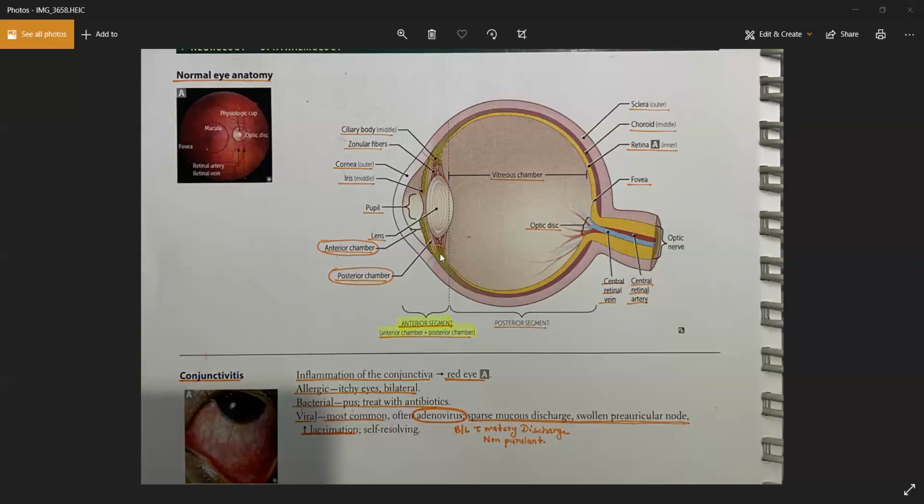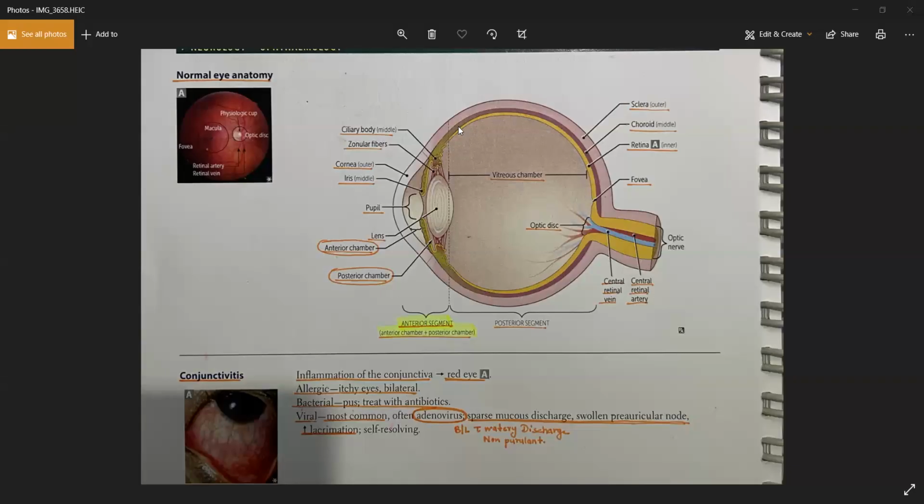When this aqueous humor forms, it will travel first in the posterior chamber, then into the anterior chamber, and finally it will be reabsorbed by the canal of Schlemm, or it could be direct absorption by the sclera, by the episcleral vessels.